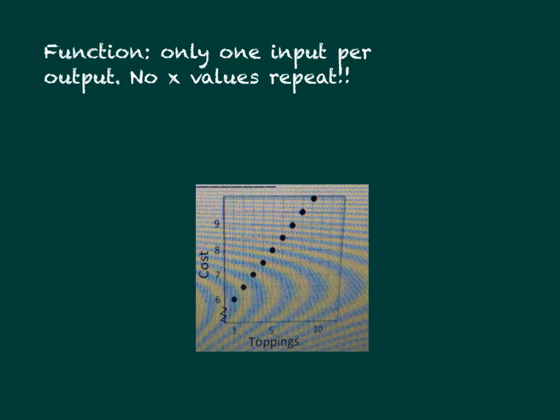So we just had this example with this graph. Output. So basically what that means is that no x values repeat. If you are given a graph, there's something called the vertical line test that you can use to determine whether or not something is a function.